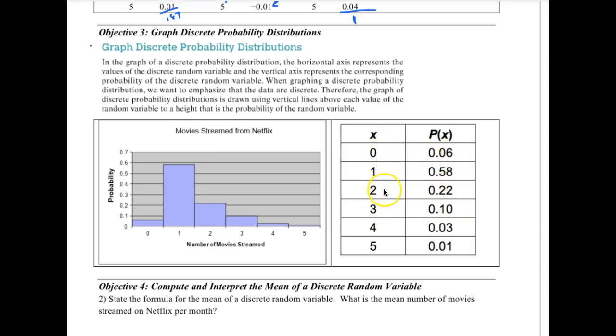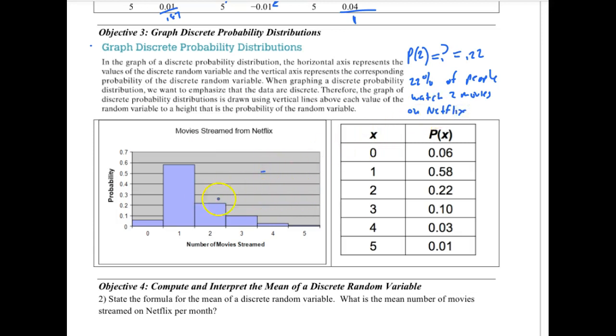So P of 2 in this case would represent, just to remind you, what does P of 2 represent? Well, it equals 0.22, which means 22% of people watch 2 movies on Netflix per month. So that's what that means.